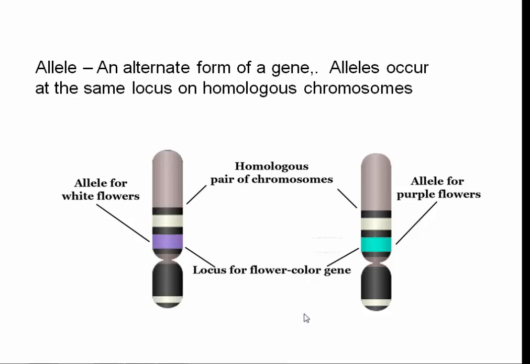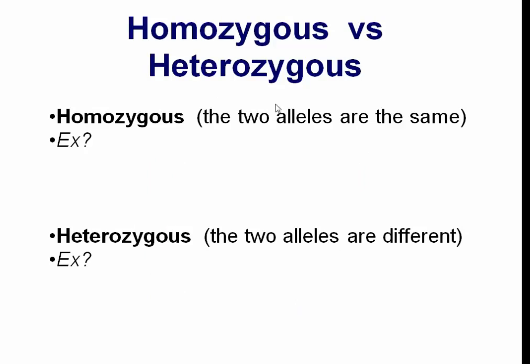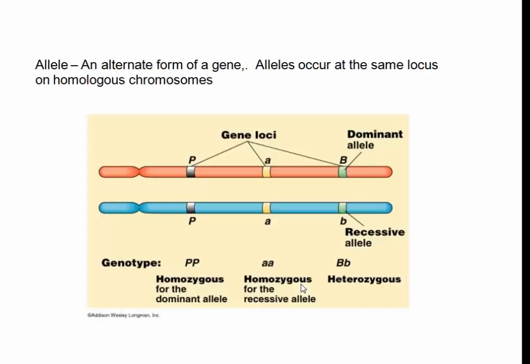Okay, so the alleles are the different versions, alternate possibilities kind of a thing. Now let's talk about homozygous versus heterozygous. Homo means the same. So this means the 2 alleles are the same. Hetero means different. The 2 alleles are different. Let's look at examples here.